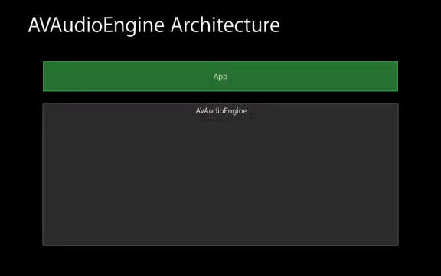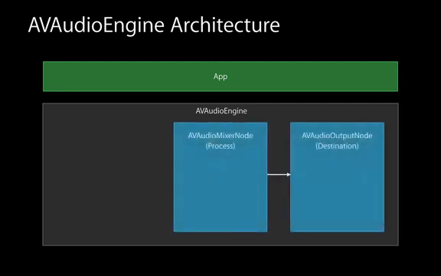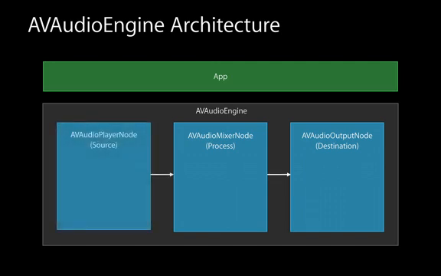So now that we've looked at these initial nodes, let's talk about how this works in the context of the engine. So let's say that I have an app that creates an instance of the engine. I can now ask the engine for its main mixer node. So it's going to create an instance of the mixer, create an instance of the output node, and connect the two together. I can now create a player node and attach it to the engine and connect it to the mixer. So at this point, I have a connection chain going all the way from a source to a destination. So I have an active chain.